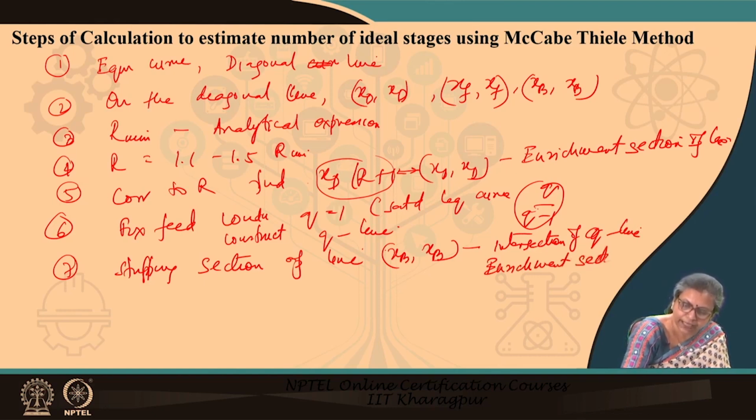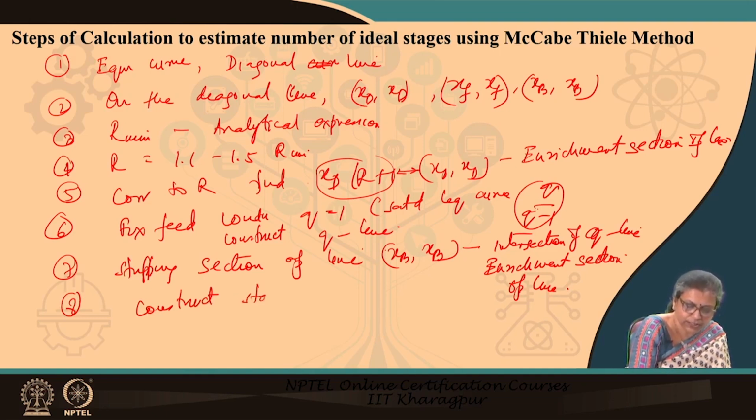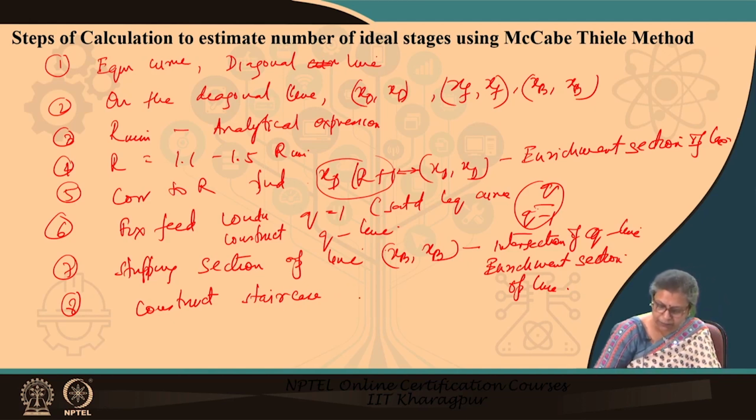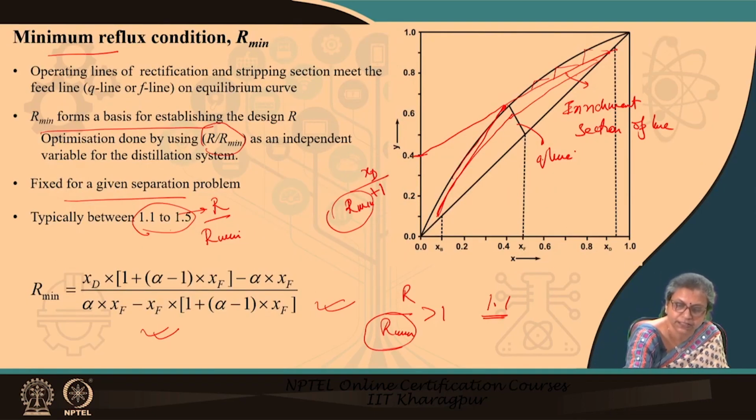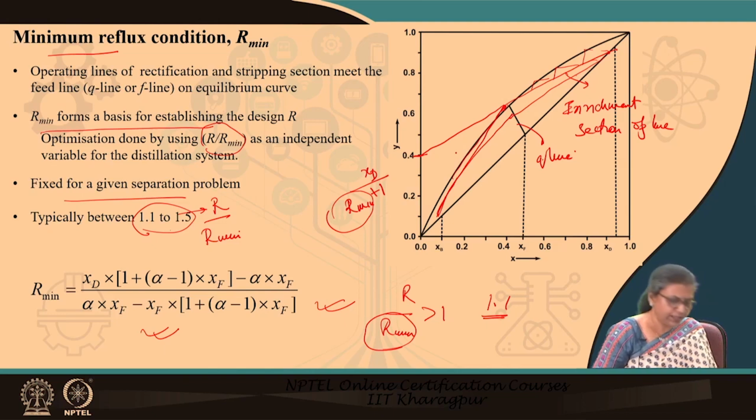Once this is done, then we start the staircase construction for the region. For the portion before the feed, or above the feed, we make the steps between the enrichment section operating line and the equilibrium curve, and beyond the q line we make the steps between the stripping section operating line and the equilibrium curve.